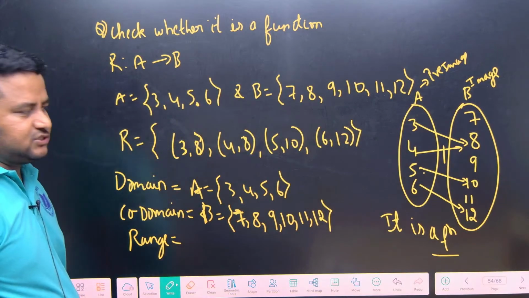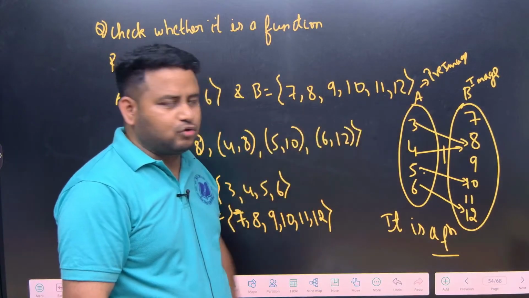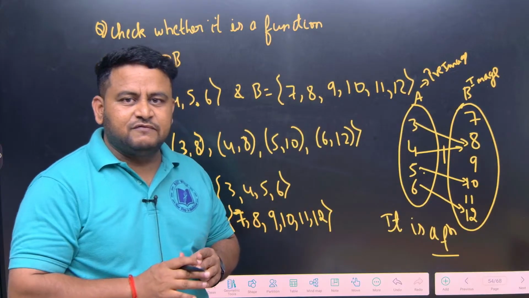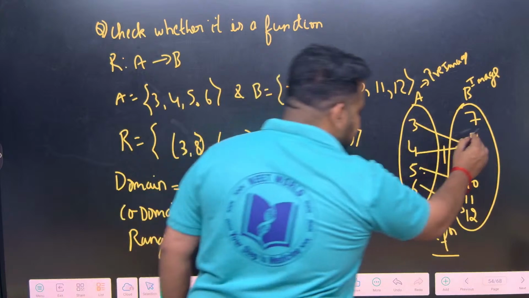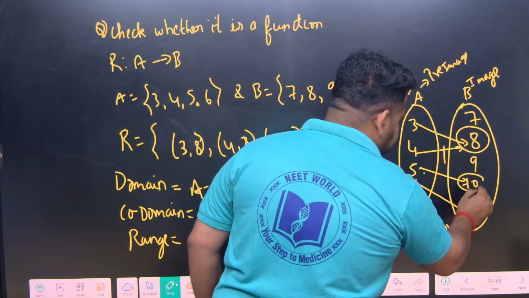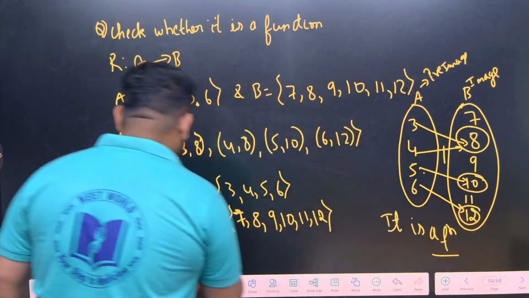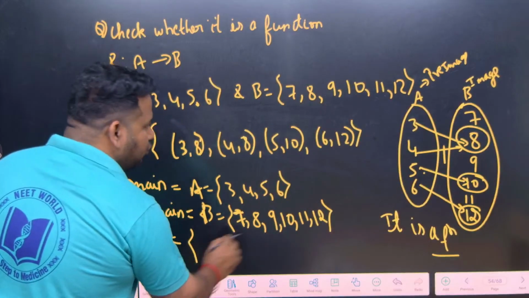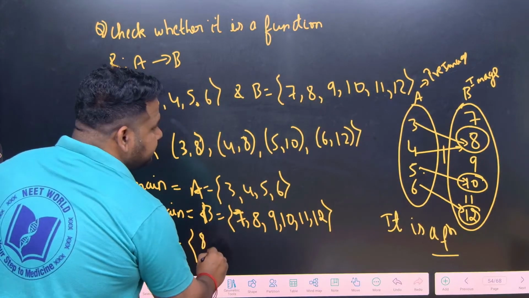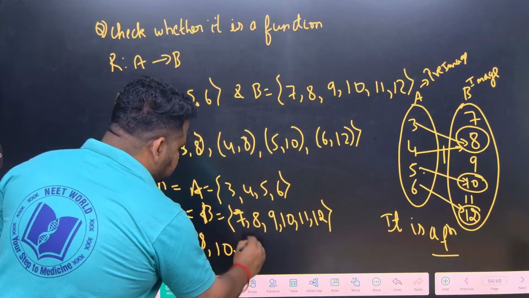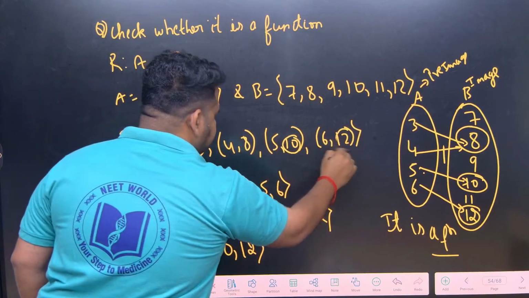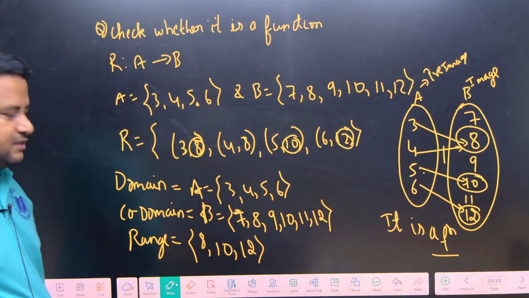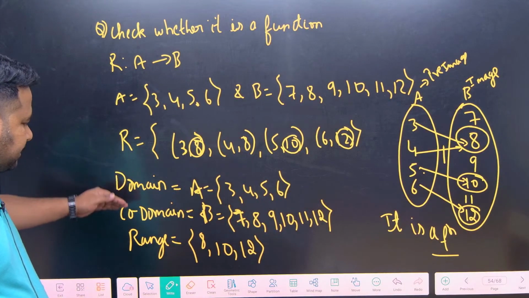Now what is the range? Out of the elements in the codomain, those elements which are connected are called the range. So here 8 is connected, 10 is connected, 12 is connected. Range means we write only the connected elements, that is 8, 10, 12. This itself is the range. Clear friends? This is the domain, codomain, range.